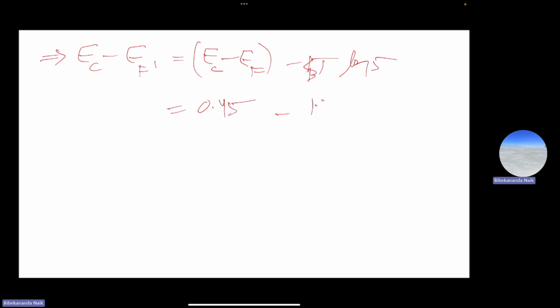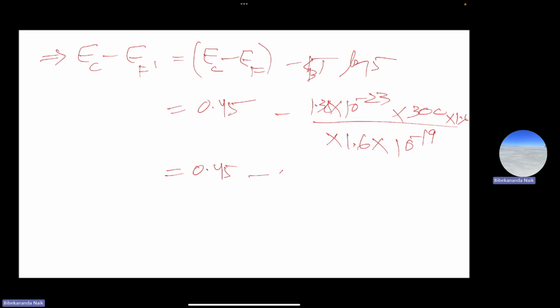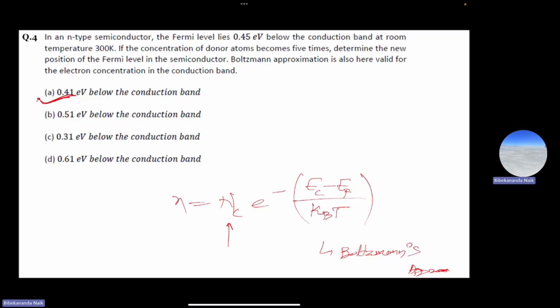So 0.45 minus 1.38 into 10 to the power minus 23 into 300 into ln 5, divided by 1.6 into 10 to the power minus 19, so it will be 0.45 minus 0.04 eV. So 0.41 eV will be the correct answer. So the option is again option A, 0.41 eV. Initially it was 0.45 eV, so the Fermi level has gone up slightly and now lies 0.41 eV below the conduction band.